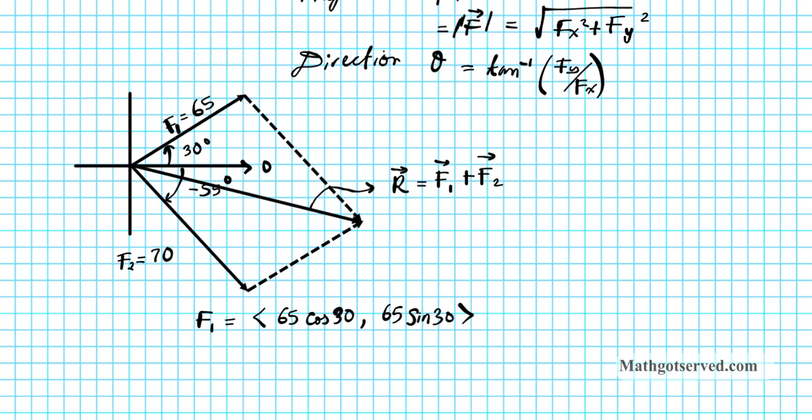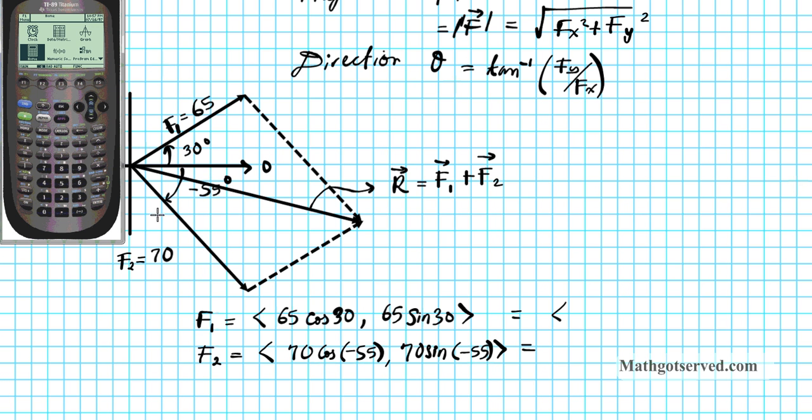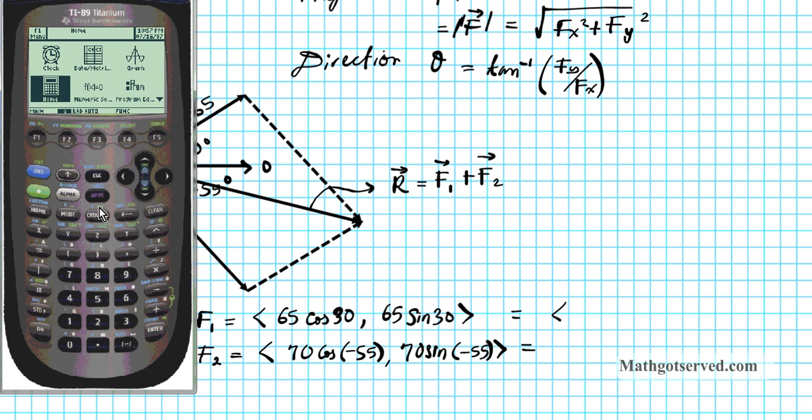So we have, let's see what we have here. Make sure your calculator is in degree mode because our angular measures are in degrees. Okay? Alright, so we're going to start with 65 cosine 30 for our x coordinate of f1, and then 65 sine 30 for our y component of f1.